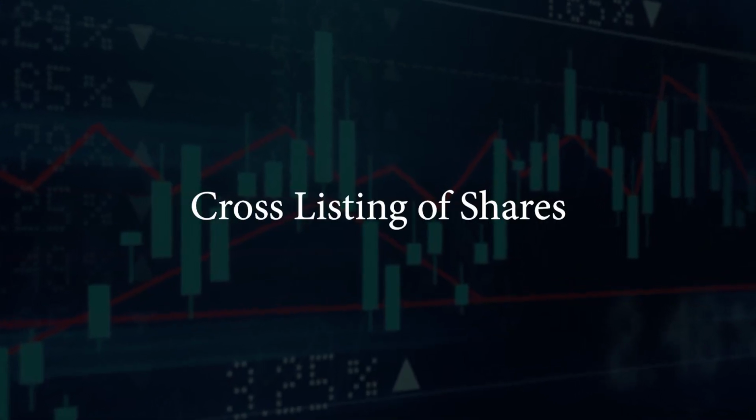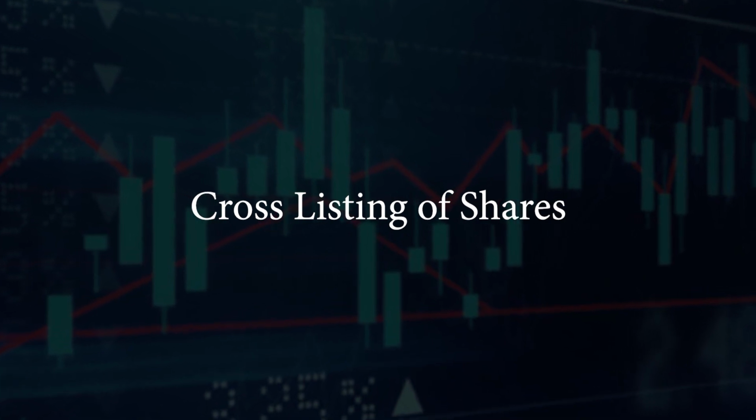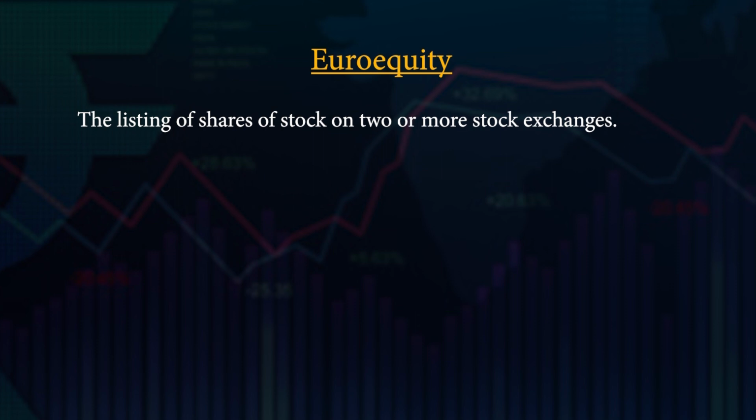It is also known as the cross-listing or multiple listing of shares. Now, the listing of shares of stock on two or more exchanges is called cross-listing of shares or multiple listing of shares. They are generally cross-border in nature. Like, say, suppose you are listing a share simultaneously in the New York Stock Exchange and the London Stock Exchange, or in the New York Stock Exchange and the Tokyo Stock Exchange.